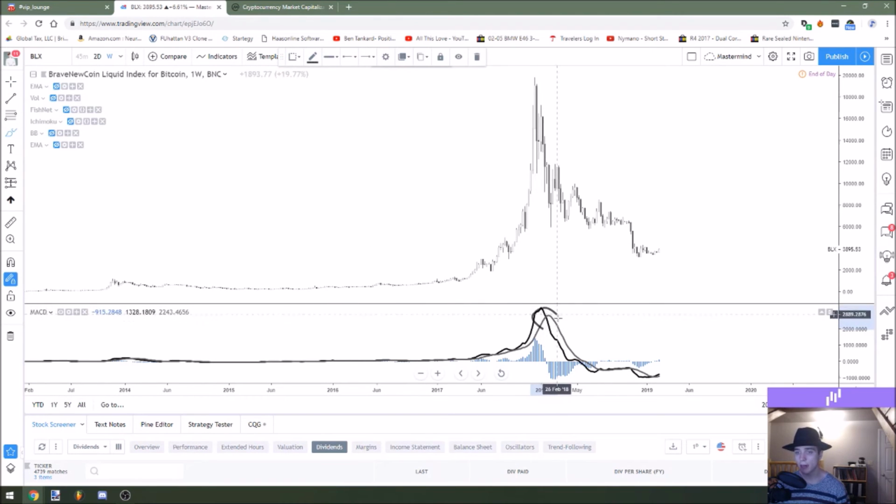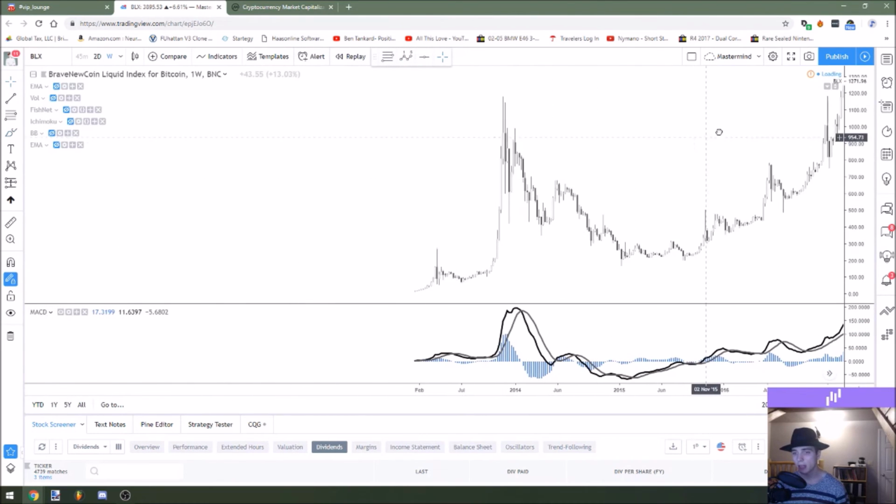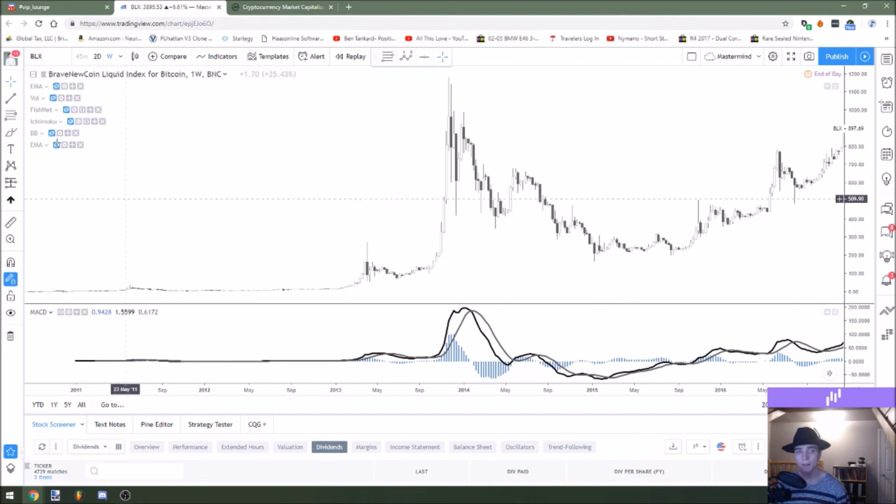This was a huge MACD cross, and it was overextended significantly at the top. We can even go back to the 2014 cycle and see the exact same thing happened. Extremely overextended MACD, and then you had a bearish cross, and that was right here near the top of the market. And then what happened? It came down and then did a false cross right here.